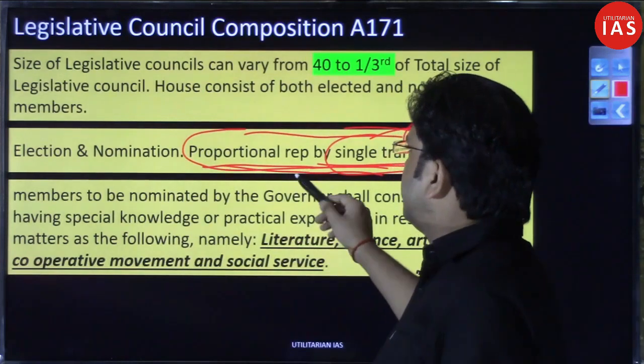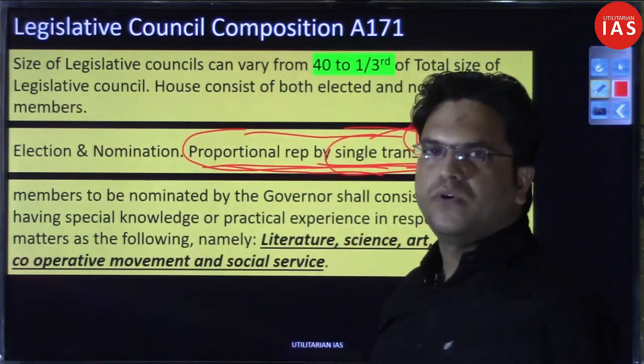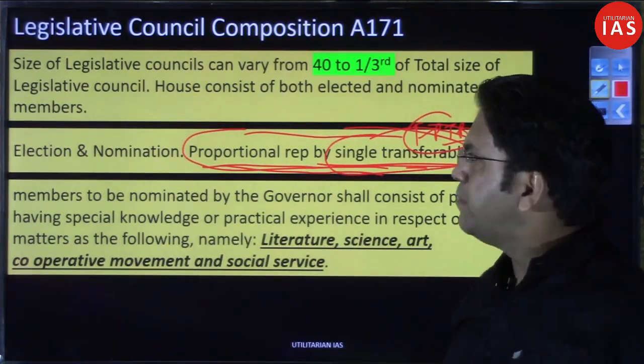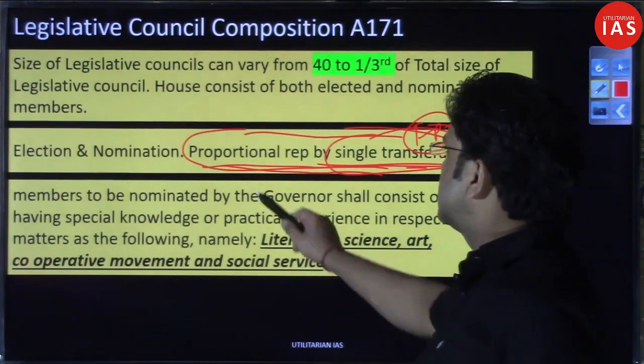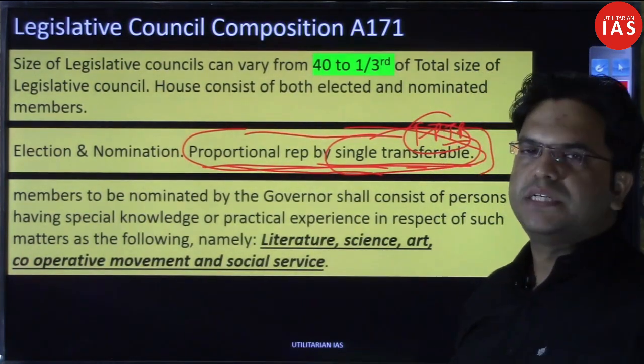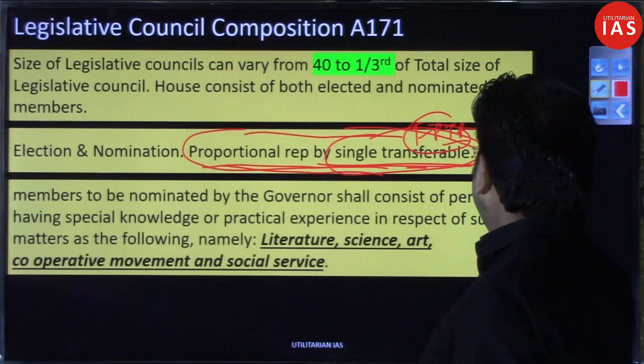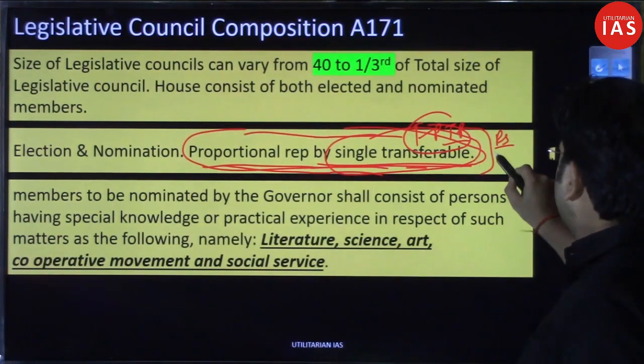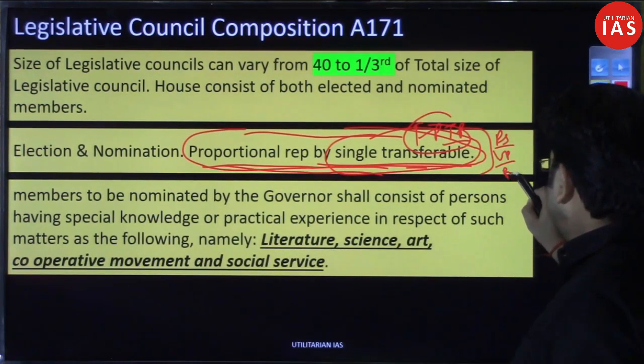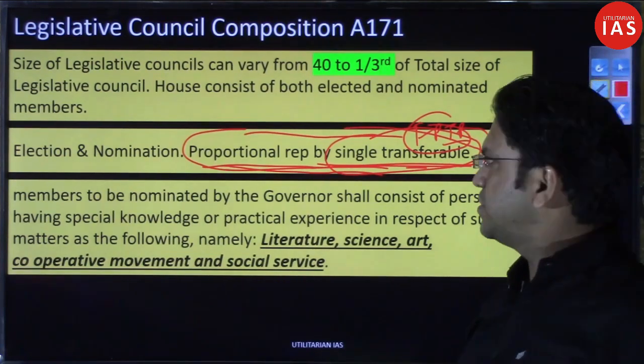So wherever this election is used for members of the legislative council, the method will be proportional representation by single transferable vote, similar to that used for the election of Rajya Sabha members, the Vice President and the President. So that is the same kind of election method.